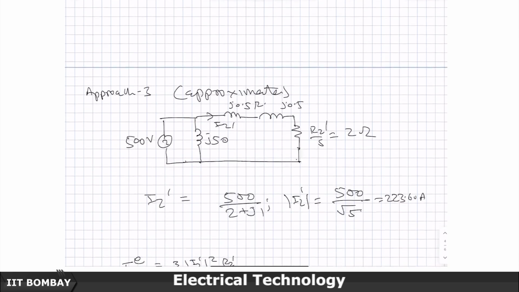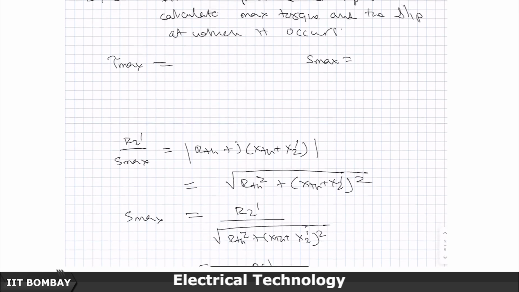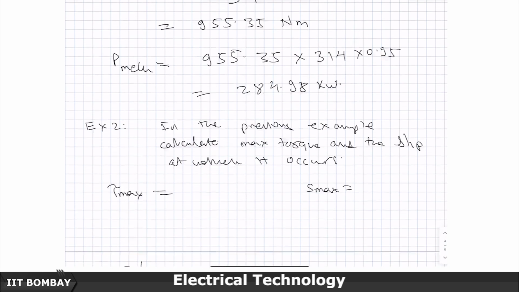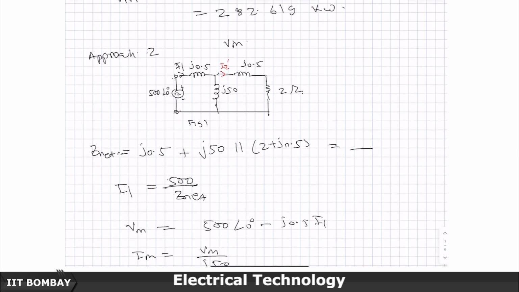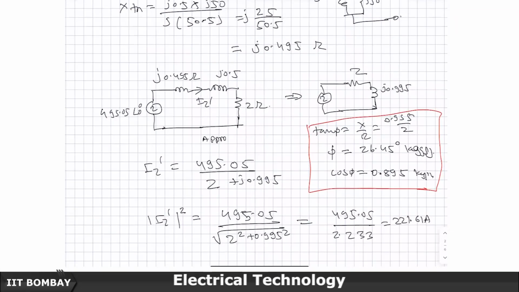So, R Thevenin is 0.1 square and this is 0.495, and x 2 dash, as I mentioned, I need to go back once, x 2 dash is 0.5.